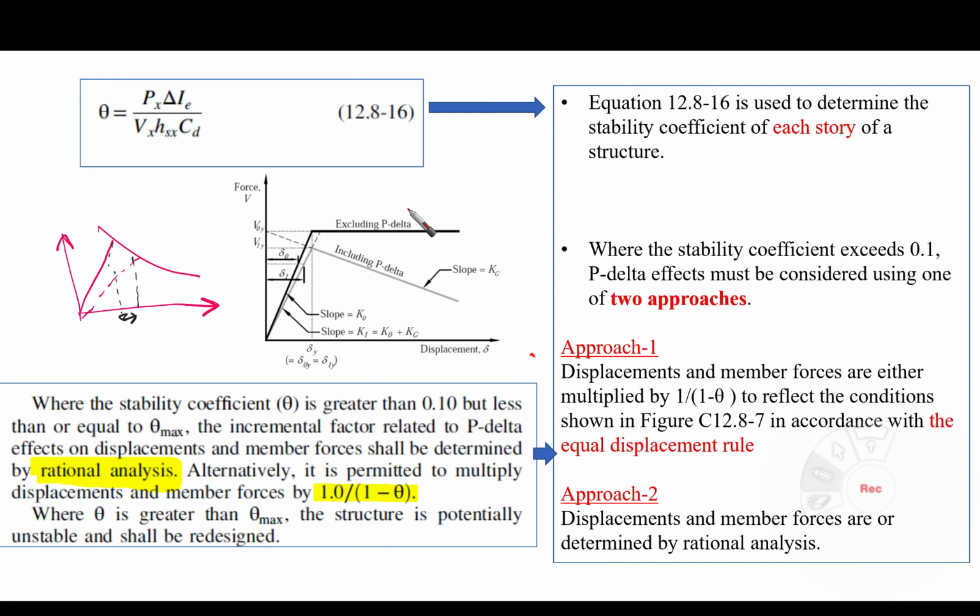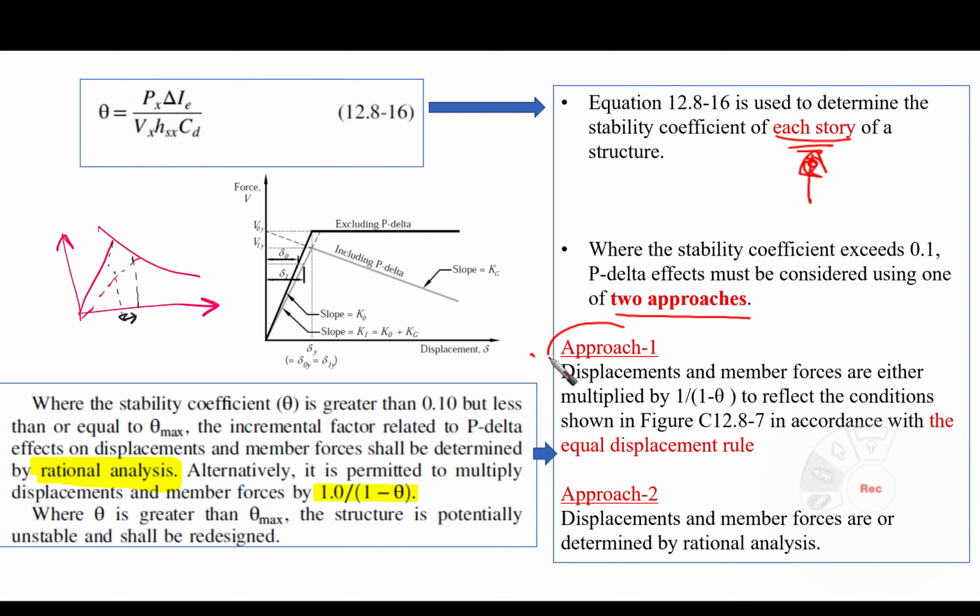So now let's talk about the stability coefficient. This equation is used to determine the stability coefficient of each story. Take care of this word: we are talking about each story, not the entire building. Where the stability coefficient exceeds 0.1, P-delta effects must be considered using one of two approaches. Yes, we have to consider two approaches, and one of them needs to be used. This is actually written in the code here.